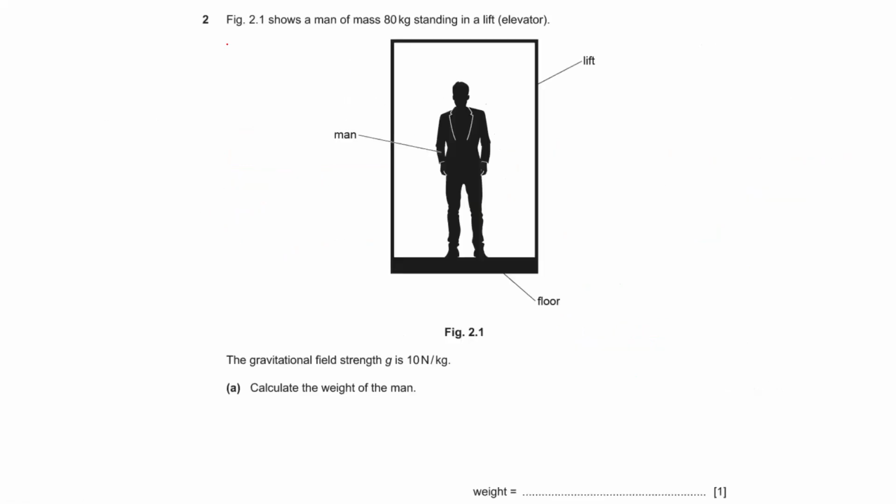Next part. In the question, figure 2.1 shows a man of mass 80 kg standing in a lift, or an elevator. The gravitational field strength g is 10 newtons per kg. Calculate the weight of the man. Weight equals mass times gravitational field strength. So mass is 80 kg multiplied by 10 newtons per kg, and this comes out to be 800 newtons. So the weight of the man is 800 newtons.